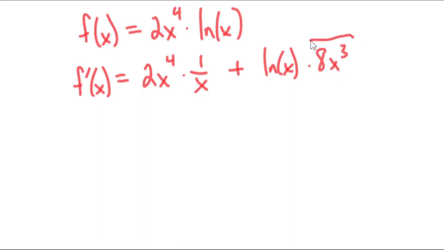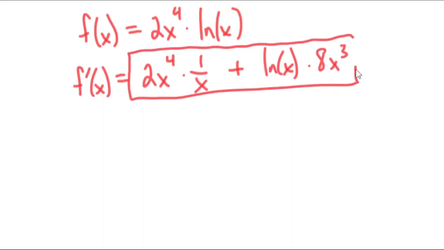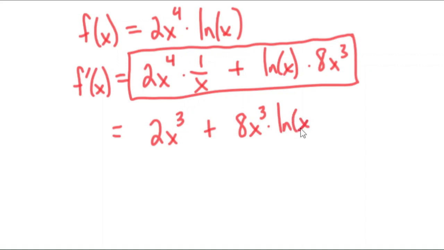Now, it would be totally fine to write this in as your answer, and I think MyMathLab would mark this as correct, but we can simplify this. So for example, x to the fourth times 1 over x, that's really just x cubed. We get an x to cancel with this x. So this is really 2x cubed plus, and I like to write this part here, like a polynomial part before the ln of x. So let's write it as 8x cubed times ln of x. But again, MyMathLab should mark this as correct. But I'm going to write this, 2x cubed plus 8x cubed times ln of x.